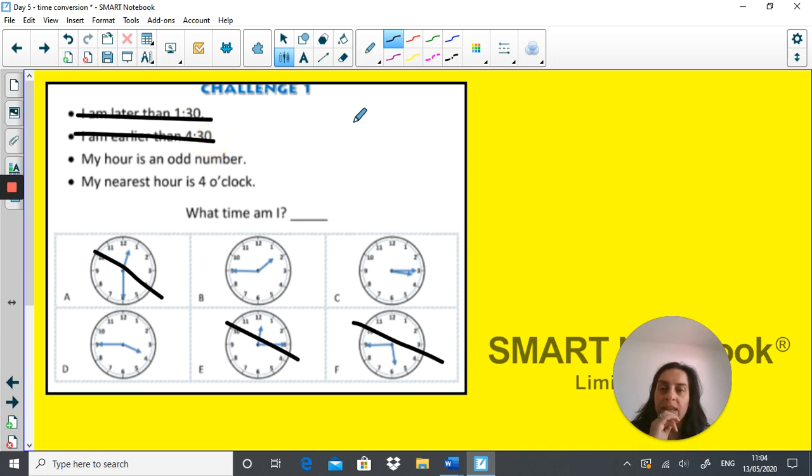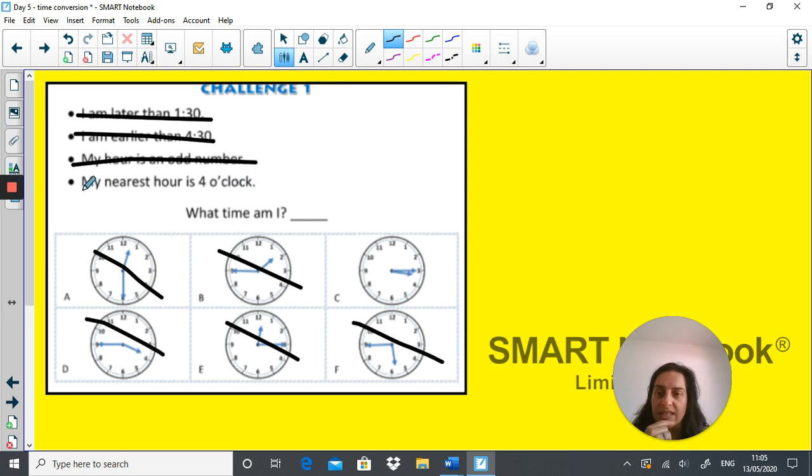which is great. The next clue is my hour hand is an odd number. Right. So this hour hand is on a 2. 2 is an even number. It can't be that. The hour hand here is on the 3. So it might be this. This hour hand is on the 4. That's an even number, so it can't be that. So I don't really need to even look at the 4th clue, because there's only 1 clock remaining, which is this one, the 3:15 one.